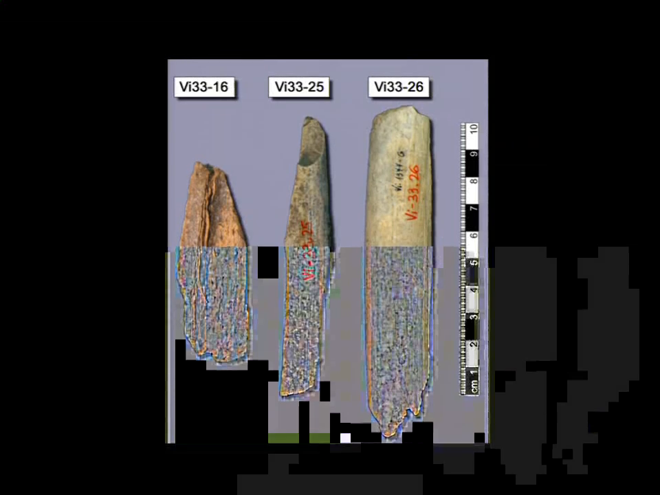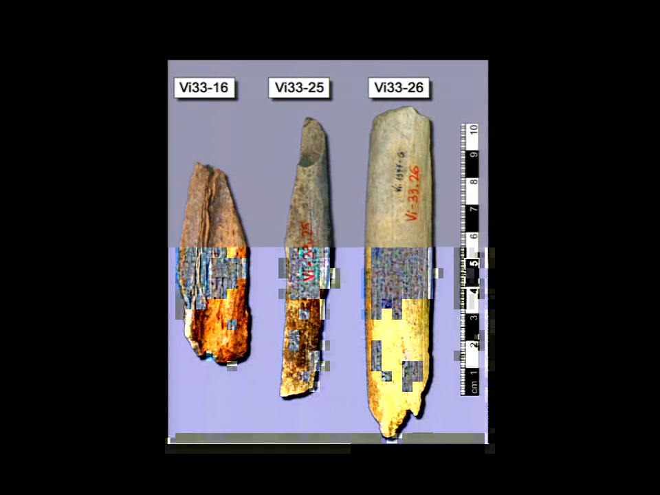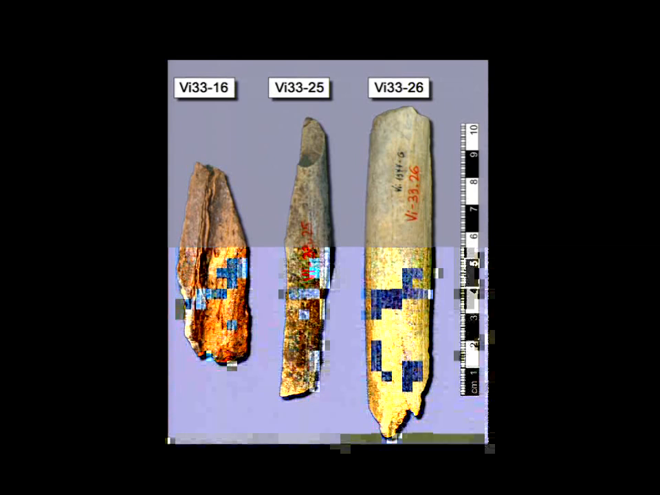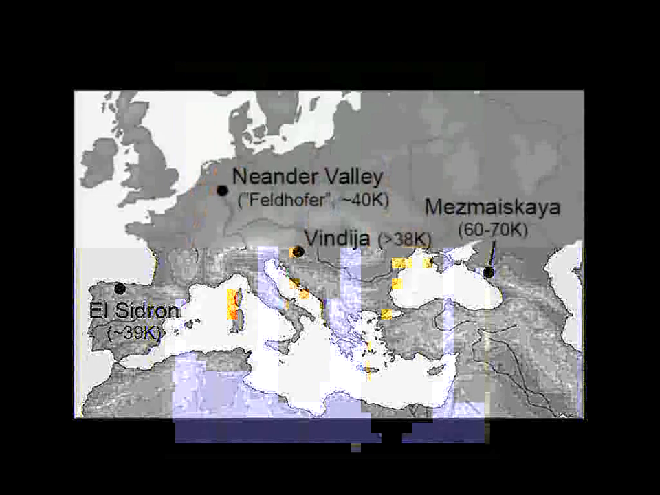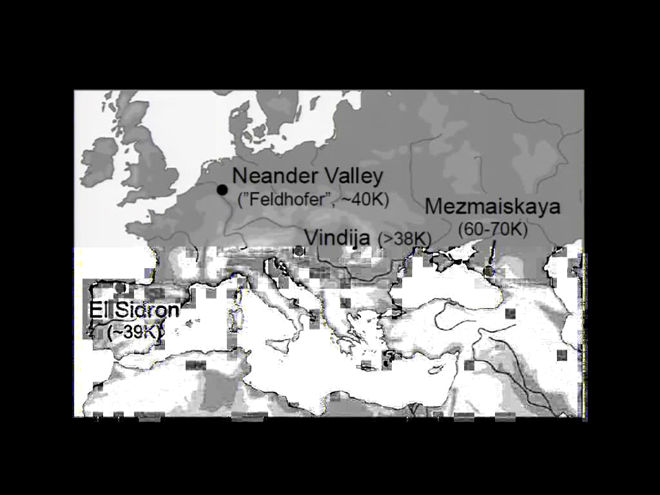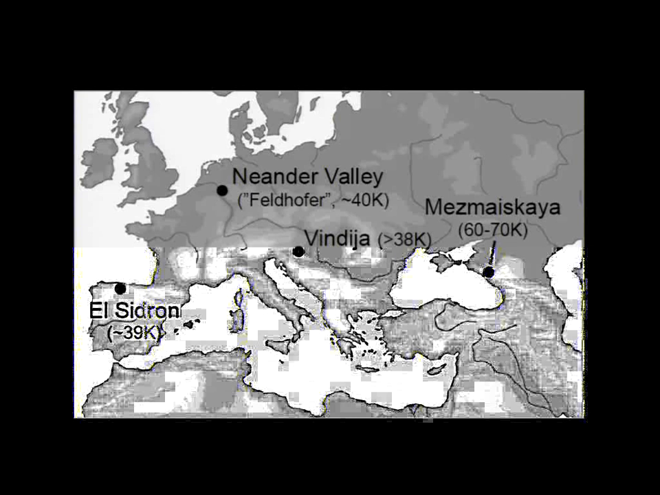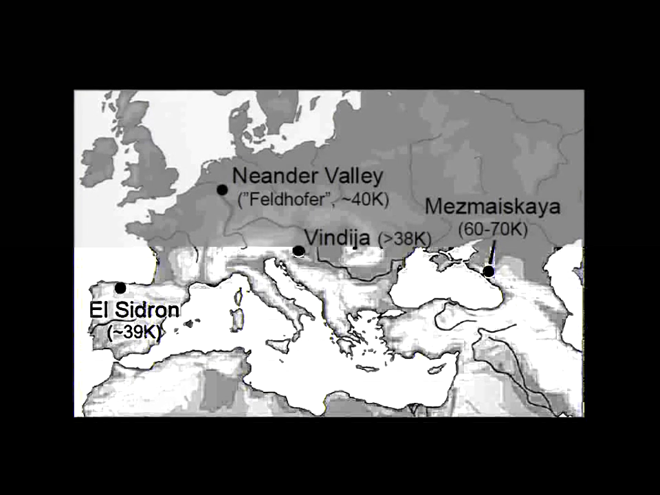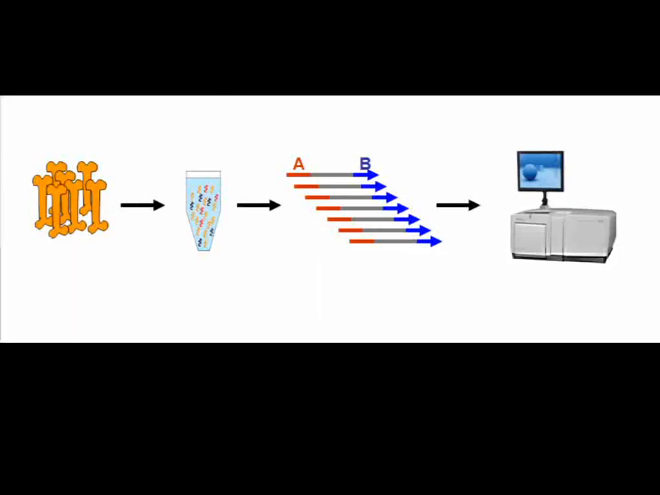We identified 3 bones here from Vindija from 3 different individuals that have now contributed almost all the data we had to analyze. In addition, we have identified 3 other sites that also contain usable DNA. One is a type specimen site, one a site in Spain. They're all around 40,000 years old, and an older site here in southern Russia, 60 to 70,000 years.